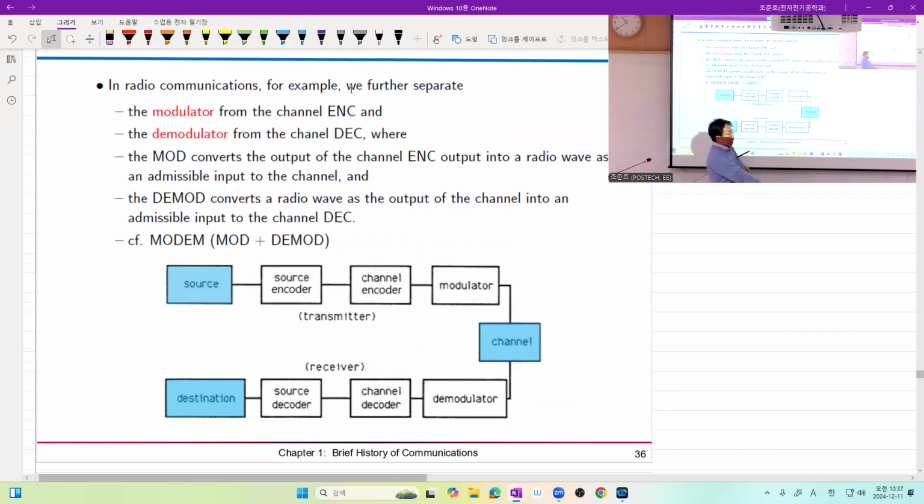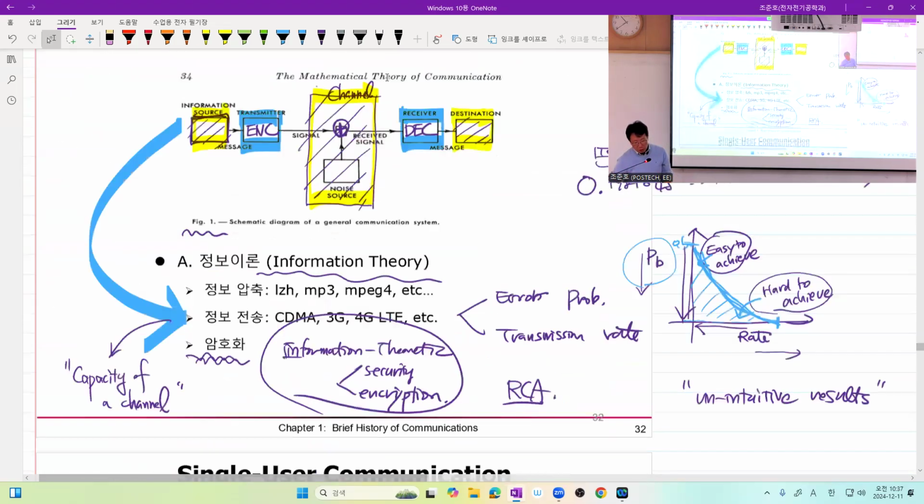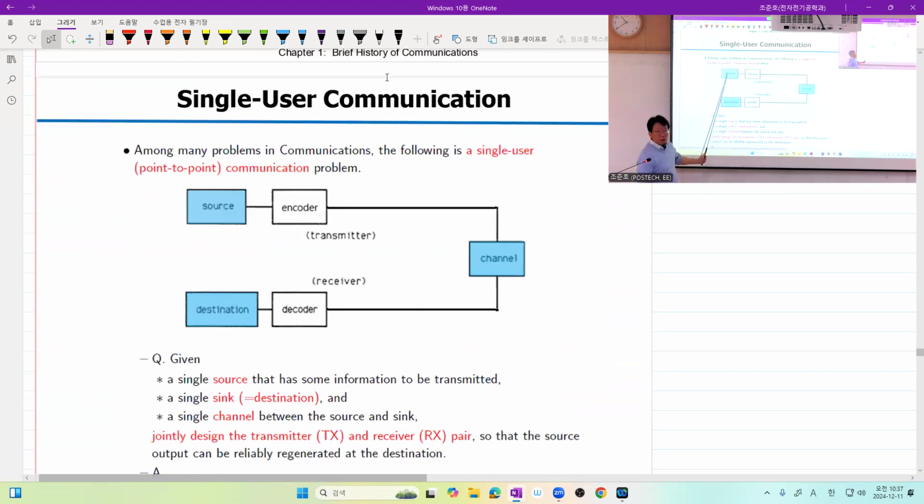And you may see that the information theory is too mathematically abstract. That's why people have specialized the results so that we have modern communication systems. So the story is like this. Let me show you the block diagram quickly. In information theory, we start from this one: source, channel, and destination. And we want to design encoder and decoder.